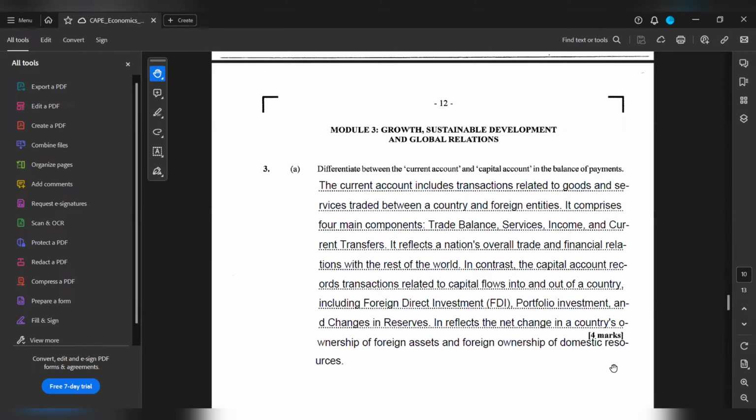It comprises four main functions: trade balance, services, income, and current transfers. It reflects a nation's overall trade and financial relations with the rest of the world. In contrast, the capital account records transactions related to capital flows in and out of a country, including foreign direct investments, FDI, portfolio investments, and changes in reserves. It reflects a net change in a country's ownership of foreign assets and foreign ownership of domestic resources.